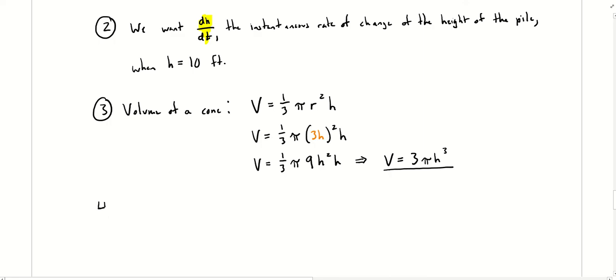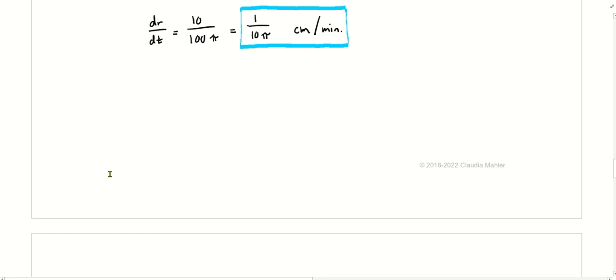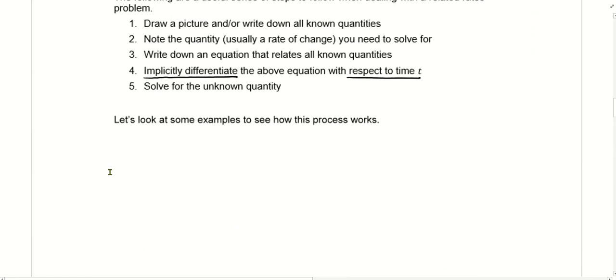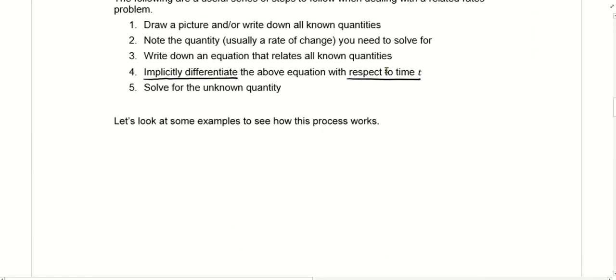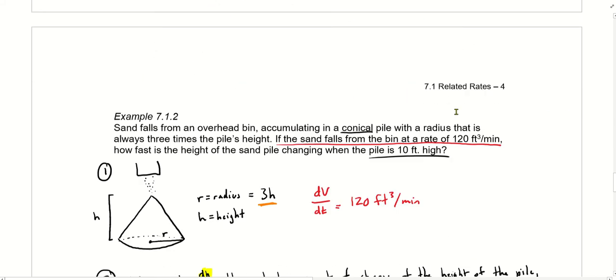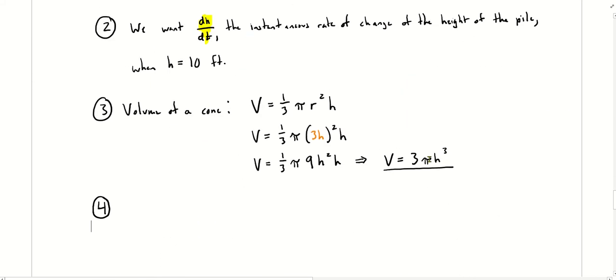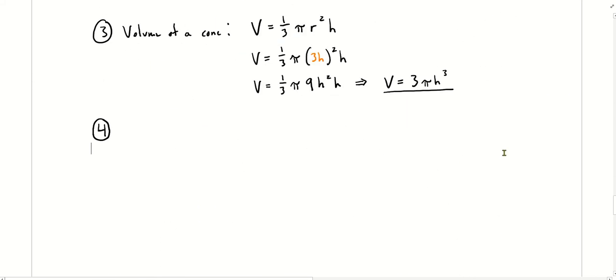Okay, step 4. This is where we do the calculus part. This is where we implicitly differentiate the above equation with respect to time. So I'm going to differentiate what I've underlined here with respect to time. So the derivative of V is 1. Since it is a function of time, I need to use that hidden chain rule with implicit differentiation, and multiply that by dV/dt.